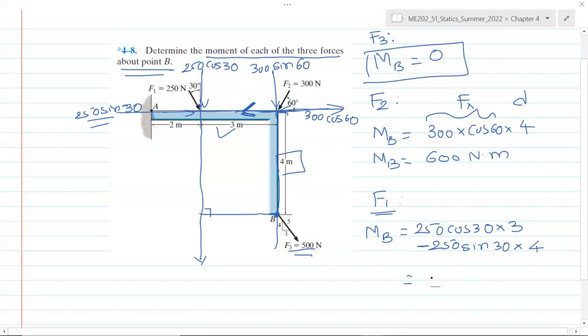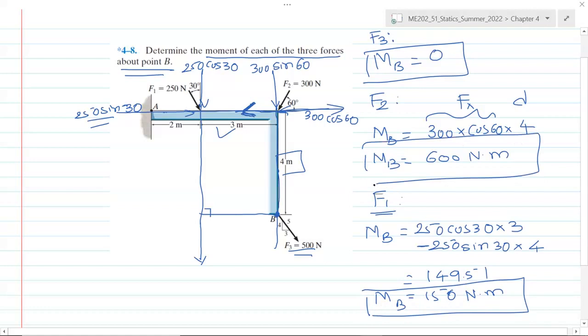So this is 149.51, or you can say 150 Newton meter. And the resultant answer is positive. And that's the moment of force about point B. So in each case, we have calculated the moment of force about point B.